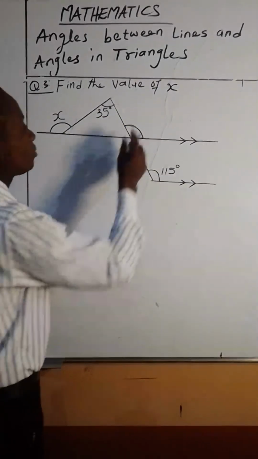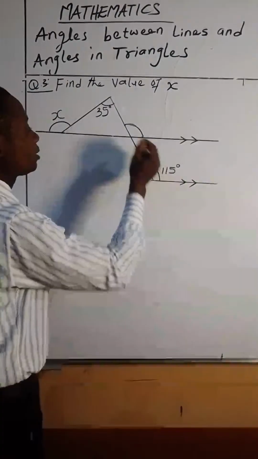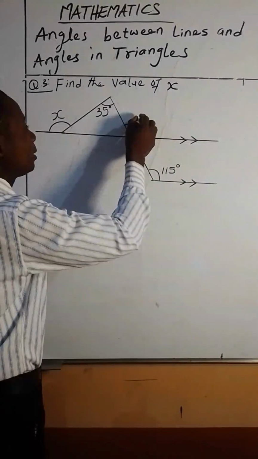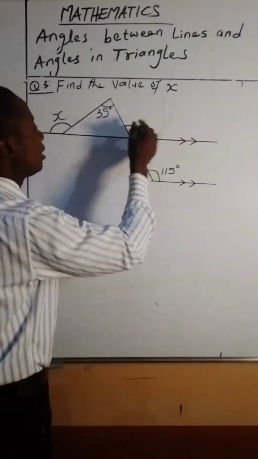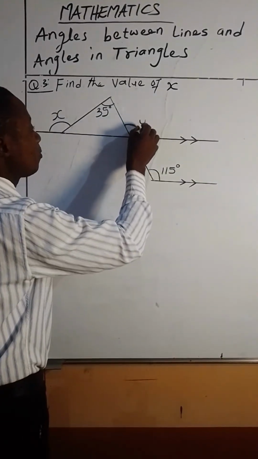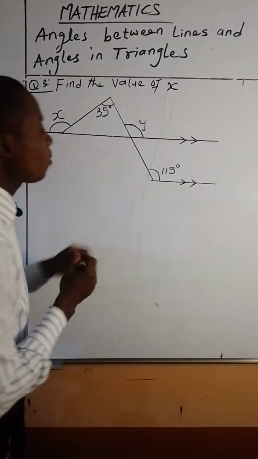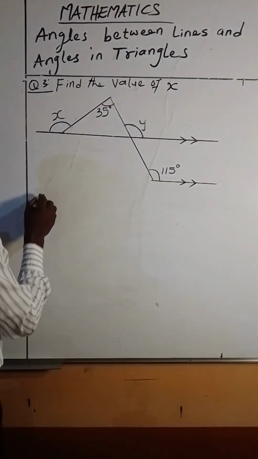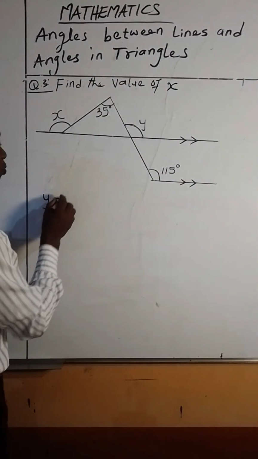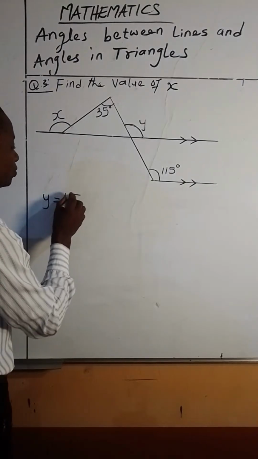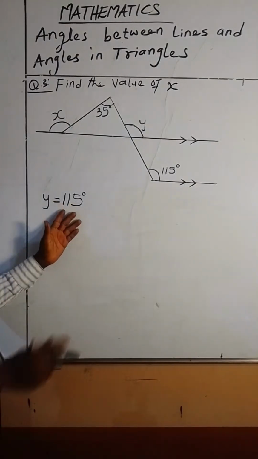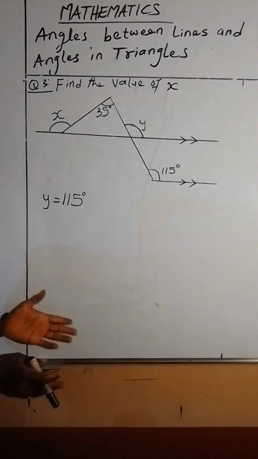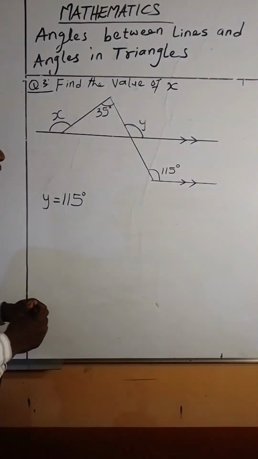So I can decide to name it. What am I going to name it? Let me name it Y. Y is equal to 105 degrees. That is just Y. You don't need to calculate it. Y is 105 degrees. No, 115 degrees rather.